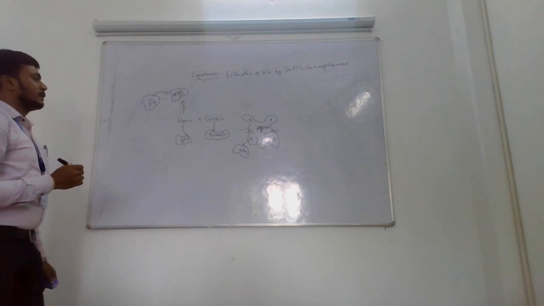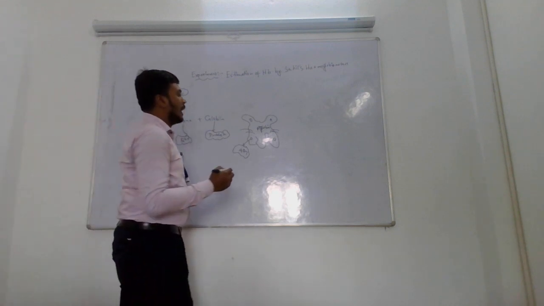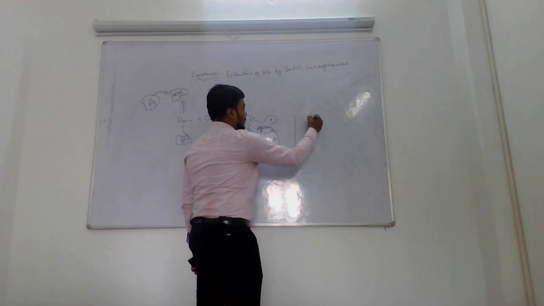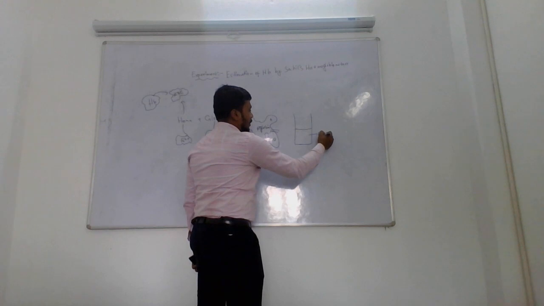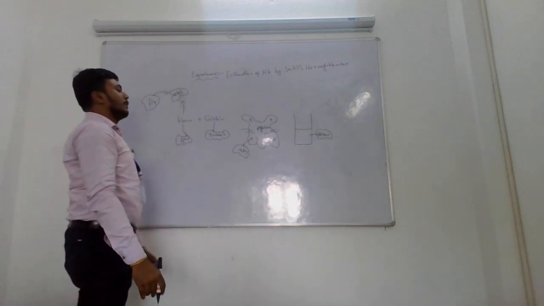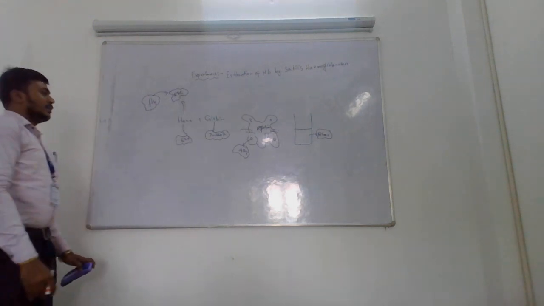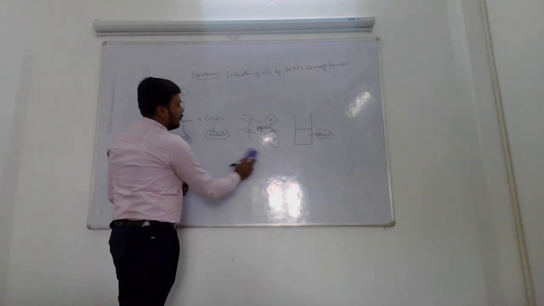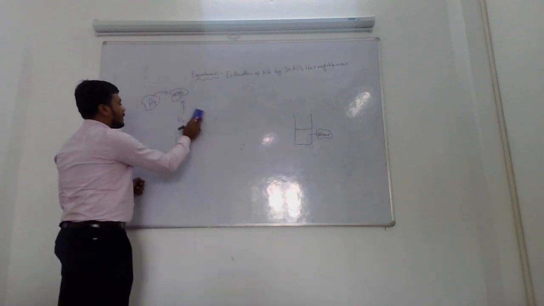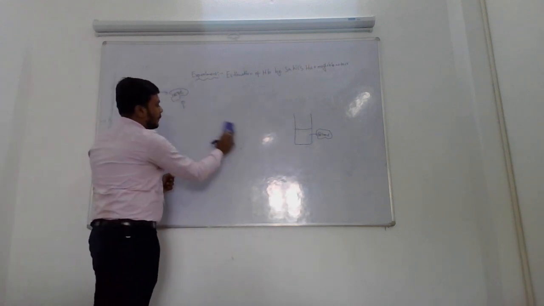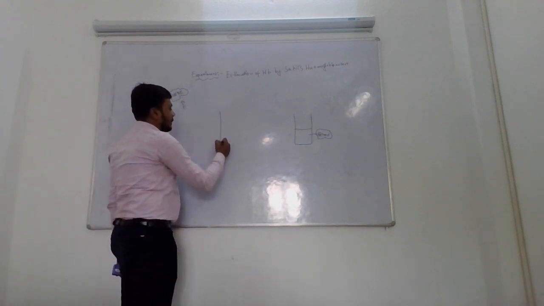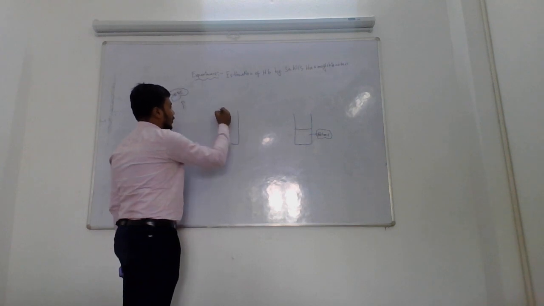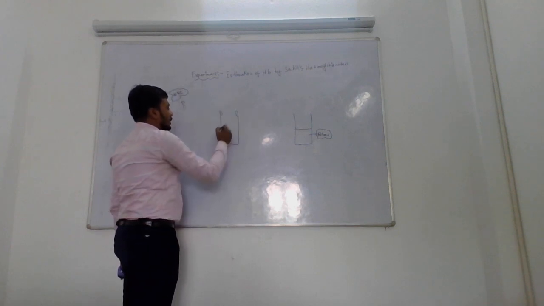Now, in this experiment, we have to perform how we can estimate, in a particular sample of blood, the percentage of hemoglobin in that sample. It is not possible for us to estimate the whole amount of hemoglobin available in our body. So for that purpose, we use some specific parameters for the determination of hemoglobin.